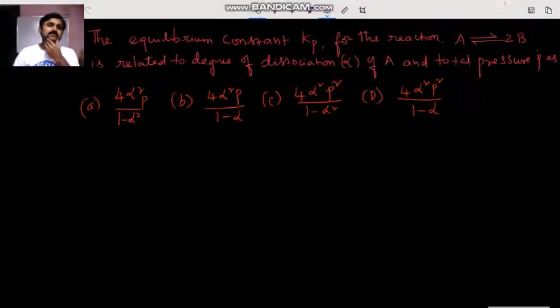Let us see the question. The equilibrium constant Kp for the reaction A ⇌ 2B is related to the degree of dissociation alpha of A and the total pressure P as. We have four different options.